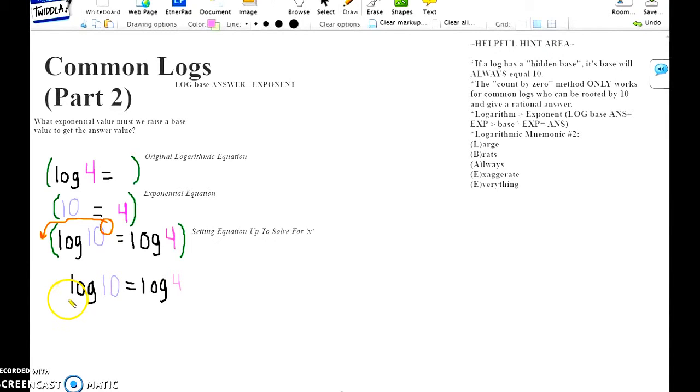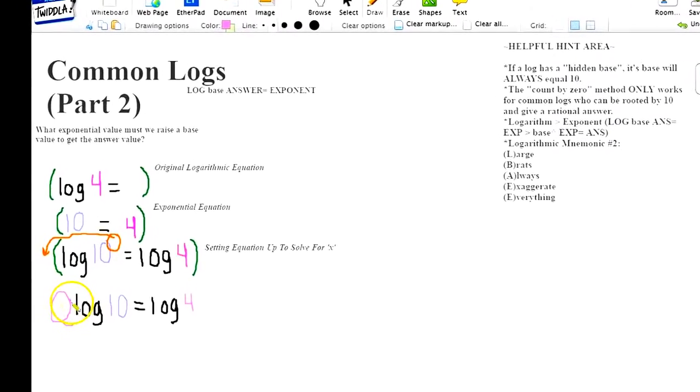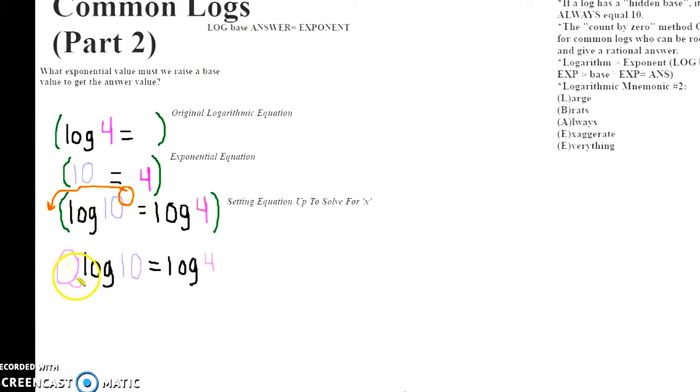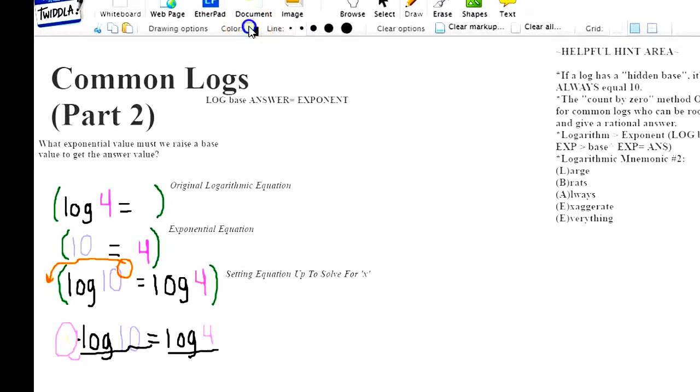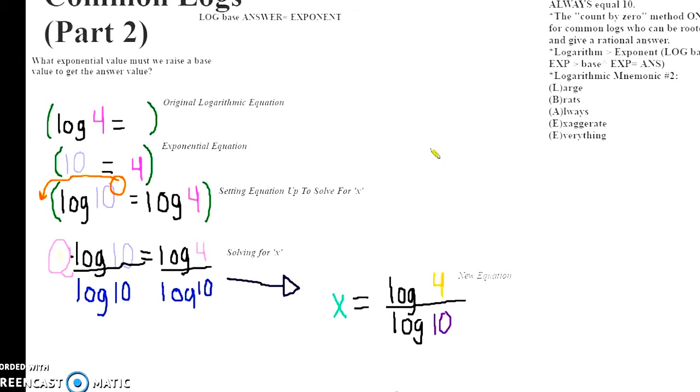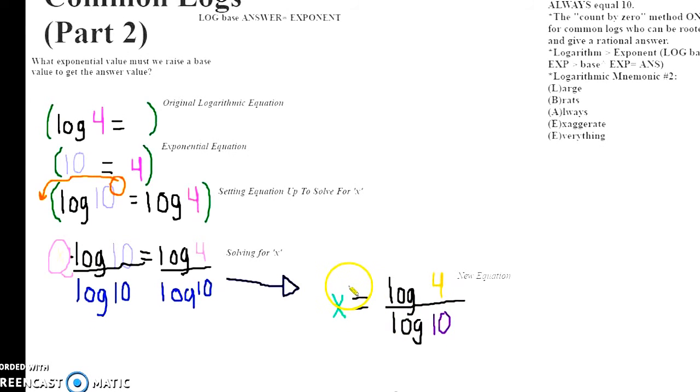Okay, so now based on basic algebra skills, we know that to isolate a variable here, we must do the inverse operation that this variable comes in contact with. Here, it's multiplication. So, we know that we must divide both sides by log of 10. So let's do that. What you should have gotten as your new equation is x equals the log of 4 over the log of 10. Plugging that directly into your calculator, you should get x equals 0.60206.